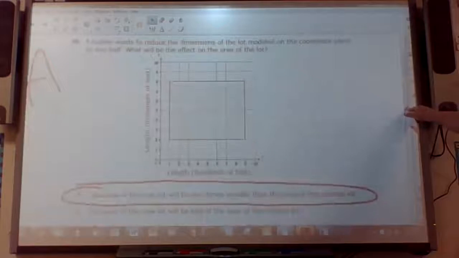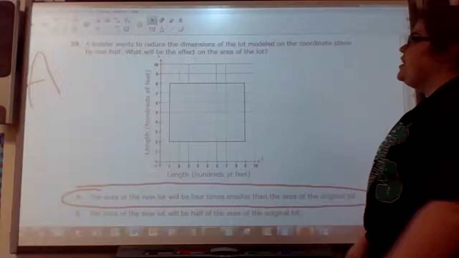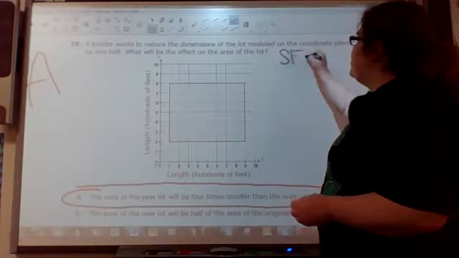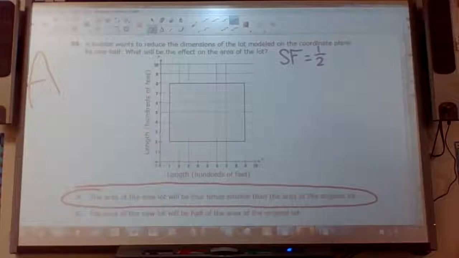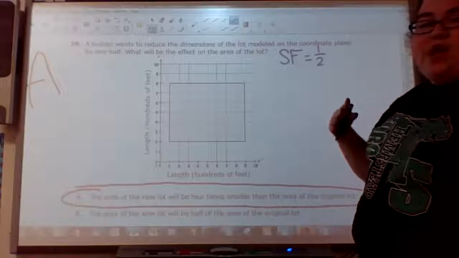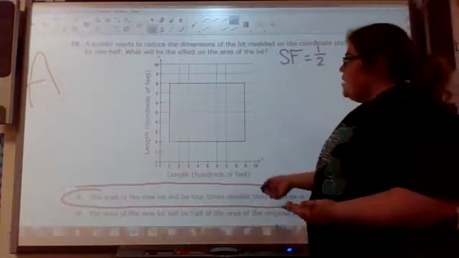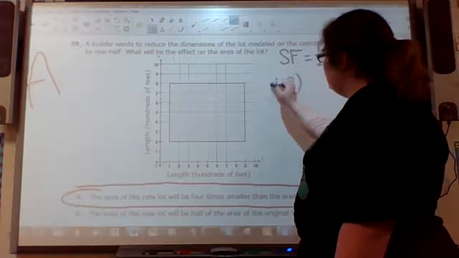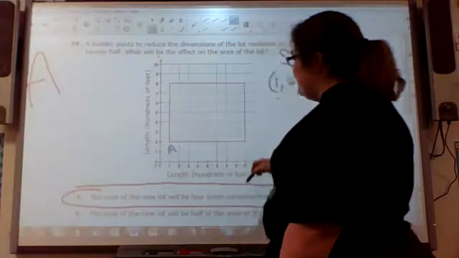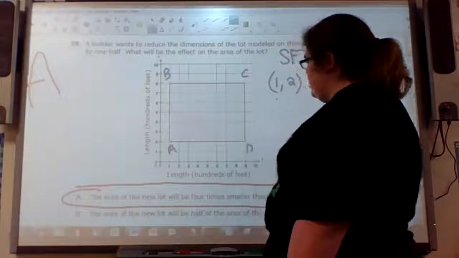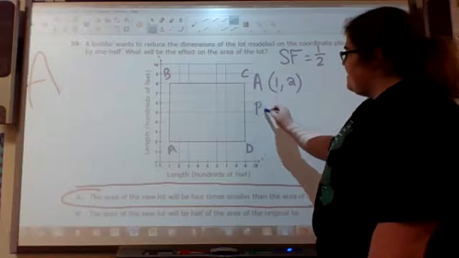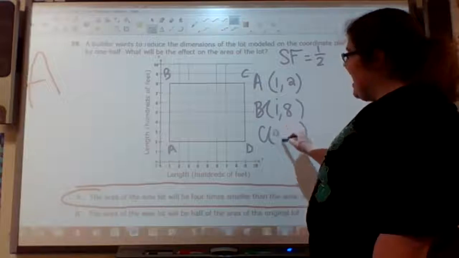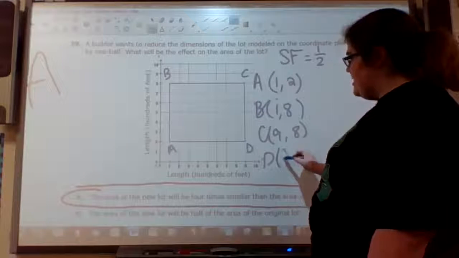Number 39. A builder wants to reduce the dimensions of the lot modeled on this coordinate plane by 1/2. That means your scale factor is 1/2. What is going to be the effect on the area? So first of all, let's find our new points. Let's say this is A, B, C, D. So A is 1, 2, B is 1, 8, C is 9, 8, and D is 9, 2.